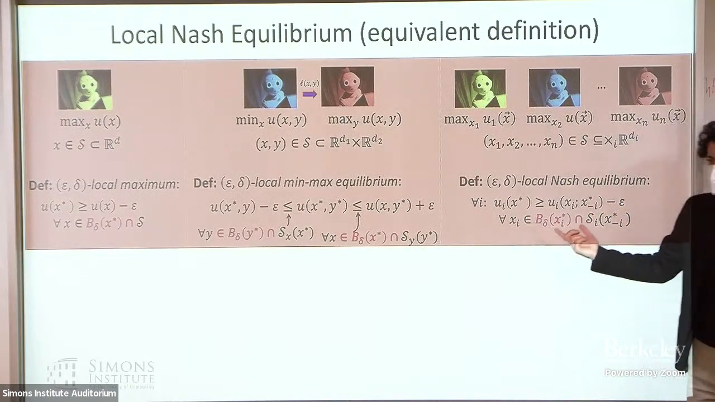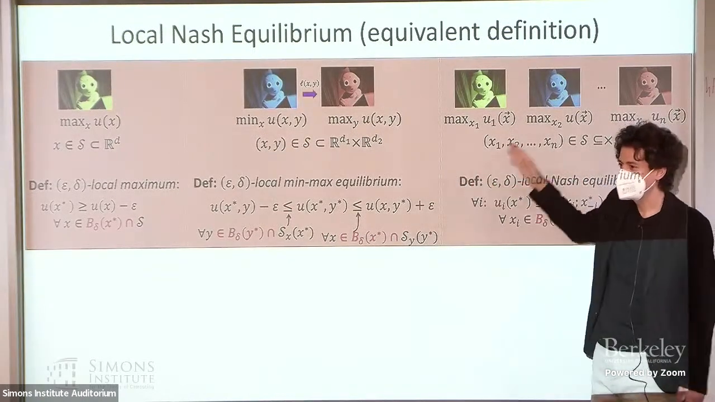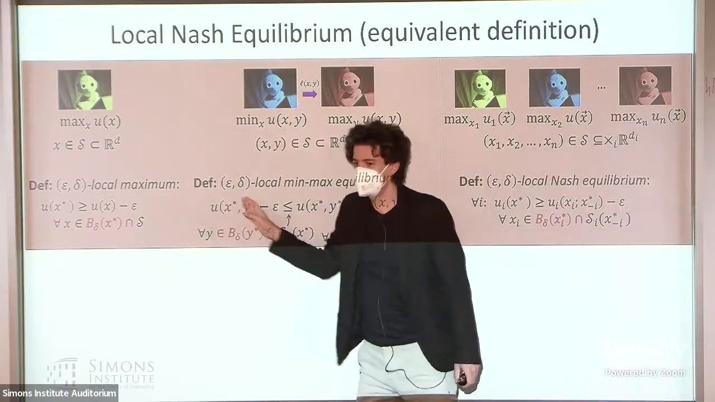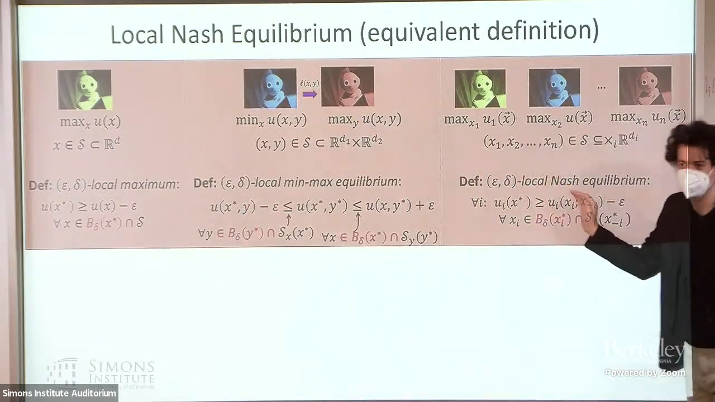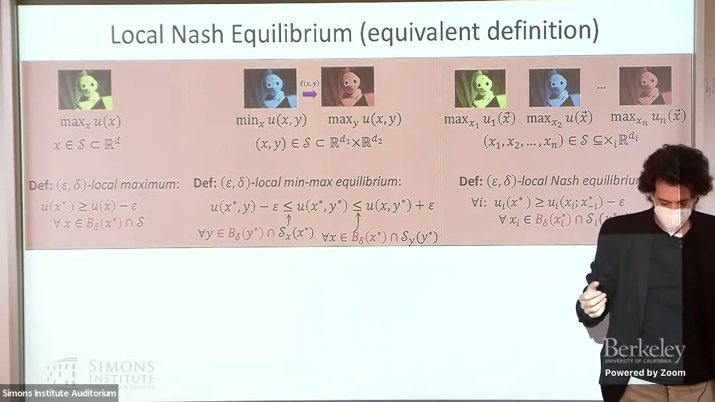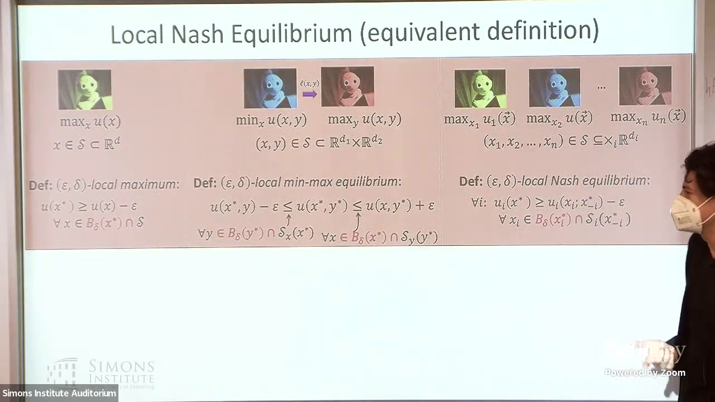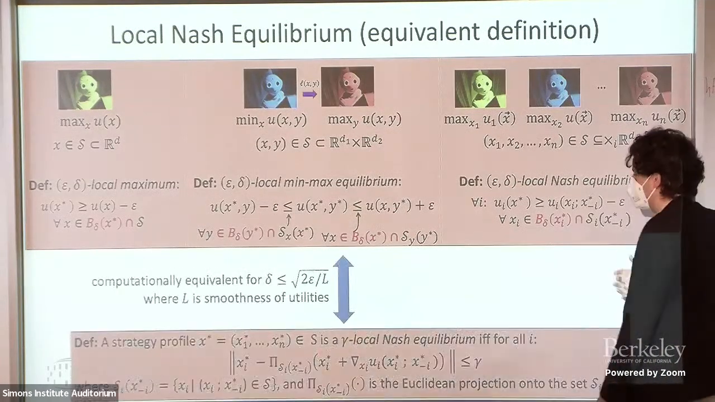Jiggle within a ball of radius delta. So this is by the same token, right? So this led to this, which by the same token leads to this. Now, how does this compare to the concept of local Nash equilibrium I was talking about earlier? Well, they're the same.